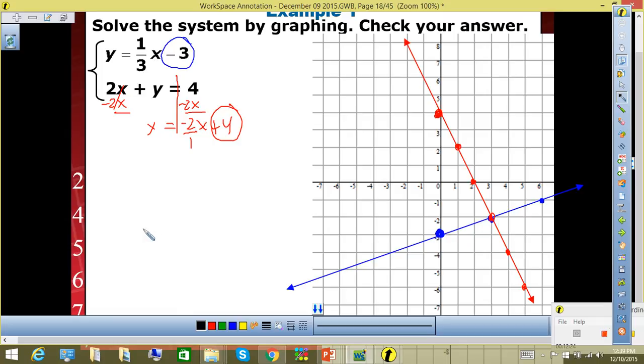All right. So step 1 and 2 are done. Step 1 was to solve for y. Step 2 was to graph the equations. Did we do that? Yes. Step 3.